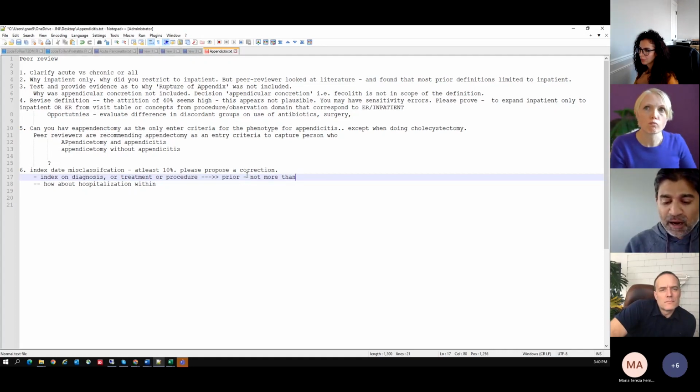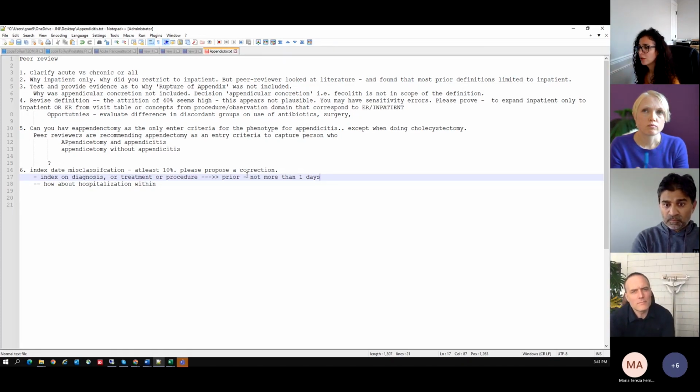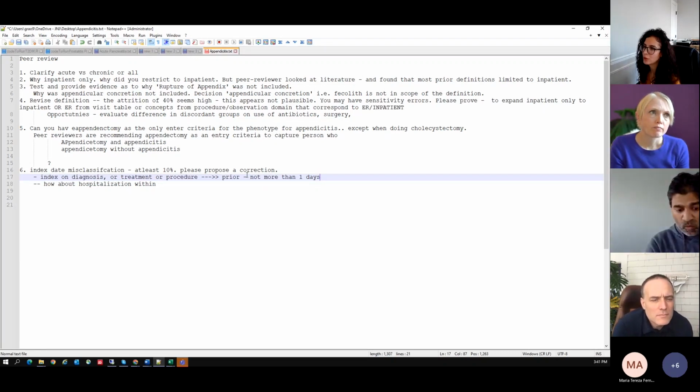Perfectly agree. You can also relax that window, but when you search for the subsequent admission, you require a presence of an appendicitis diagnosis in that admission. Yeah, you can totally do that. Yeah, that's a good idea. So you can relax it, but you still expect the diagnosis to show up on the admission. So yeah. Right.